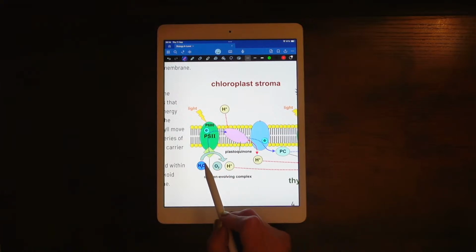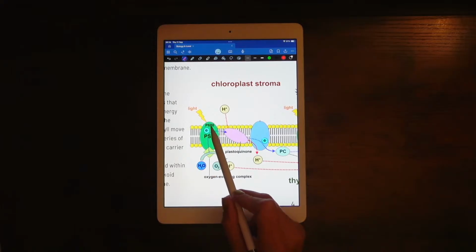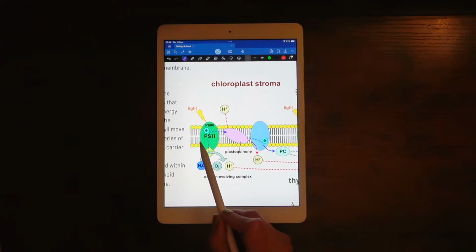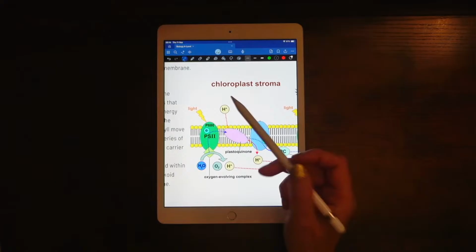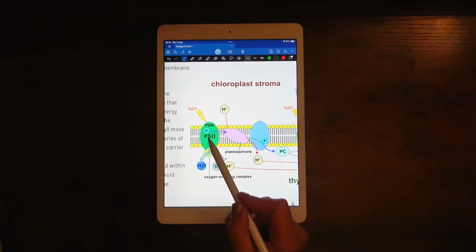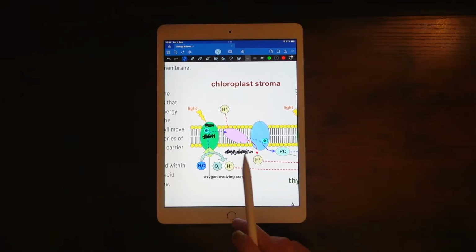The electrons, as we said, are going to replace electrons lost in chlorophyll, and this protein here contains the chlorophyll pigment. You don't actually need to know lots of the names on here for AQA. Anything that I say is what you need to know. Everything else is just extra. Like you don't need to know PS2. Just get rid of all that extra for you.